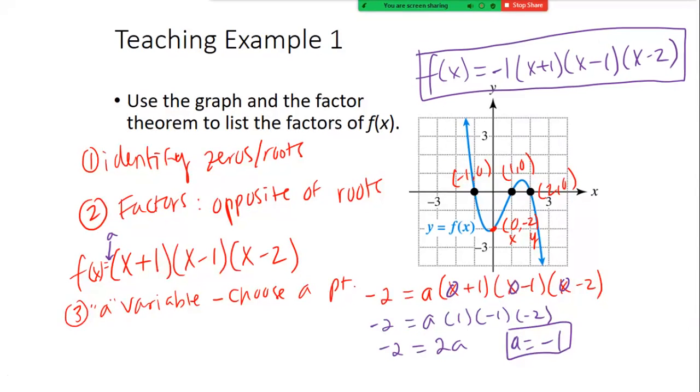Why does A equal -1? If I divide by 2, what happens? You get -1.